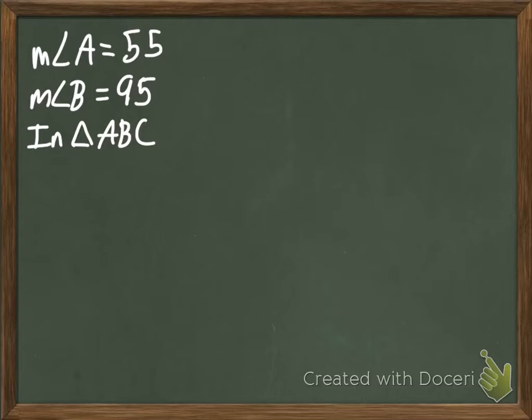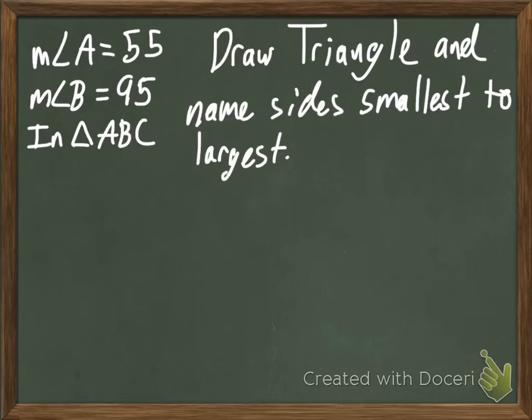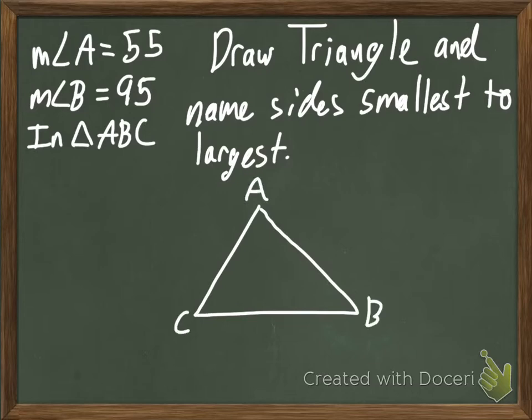So here we're going to draw our triangle and we're going to name our sides from smallest to largest. And I forgot to write that, so I'm going to pause the video and write it now. There we go. The words magically appeared on your screen. So again, we don't have to draw a scaled triangle. We just need to draw a triangle, and then we can fill in the blanks. So measure of angle A is 55, so this is 55. Measure of angle B is 95, so that's 95.